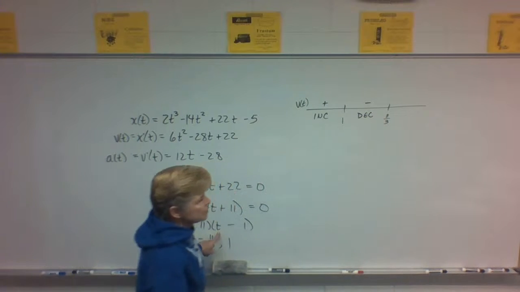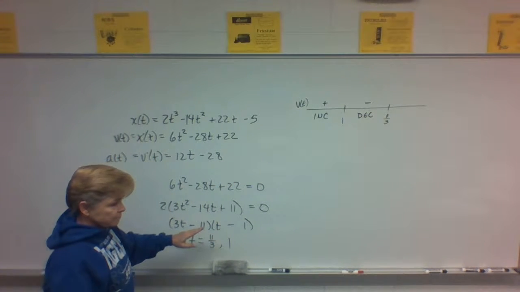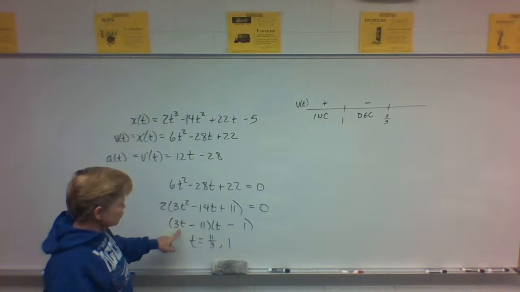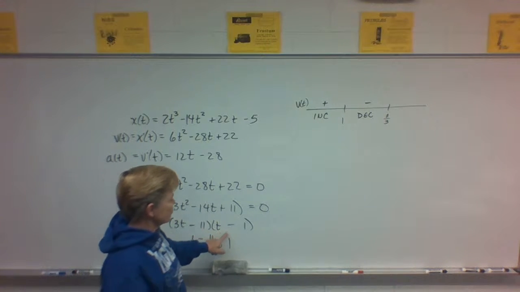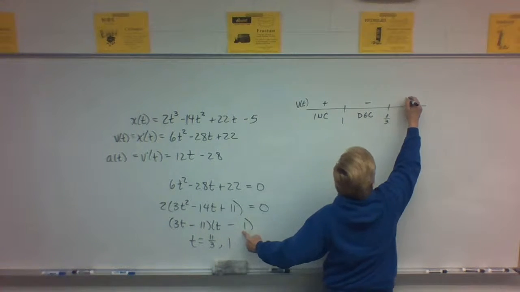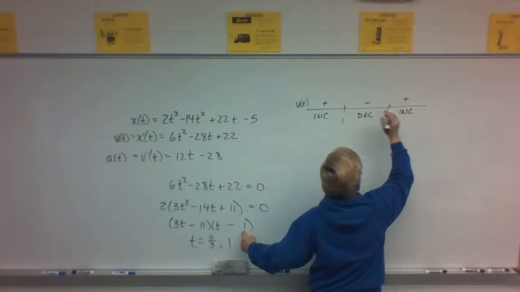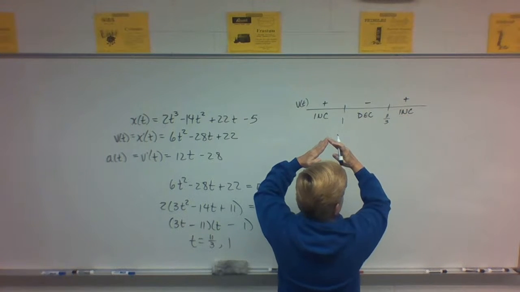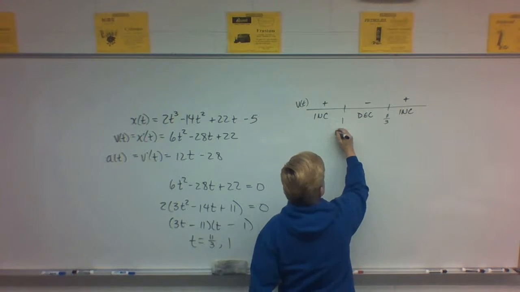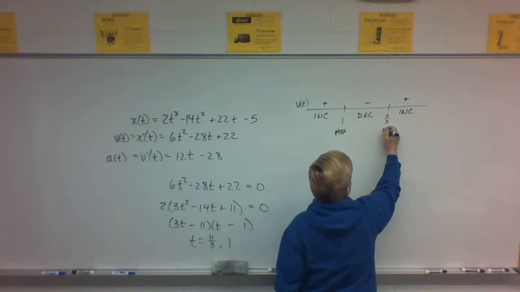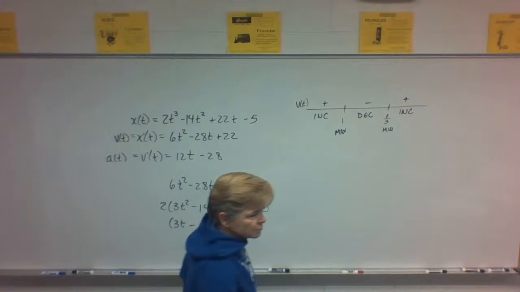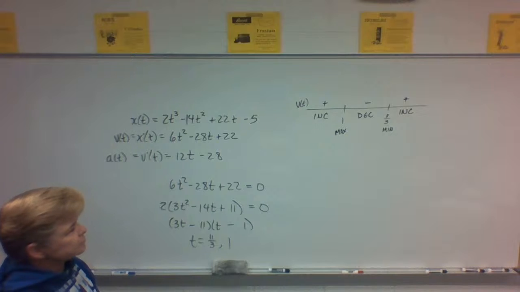Checking above 11/3, like 4. That'll give me 12 minus 11, which is positive, times 4 minus 1, which is positive. And so it's increasing. So we have a maximum and a minimum here. What does that mean in the context of the problem? That's where it changes direction.